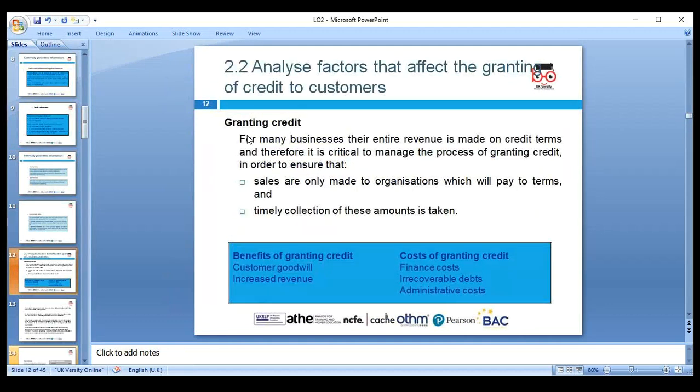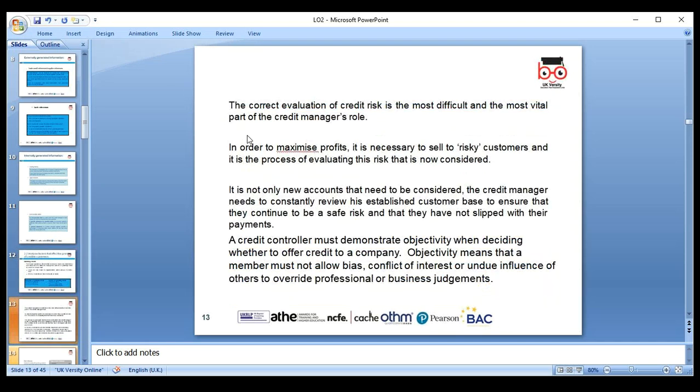Okay, so based on this, many businesses' entire revenue is made on credit terms, and therefore we must critically manage the granting of credit in order to ensure the sales are paid on term and collected on time. That's all we need to keep in mind. The correct evaluation of credit risk is the most difficult and the most vital. So we need good knowledge about the terms, what is the base rate, what is the commercial rate.